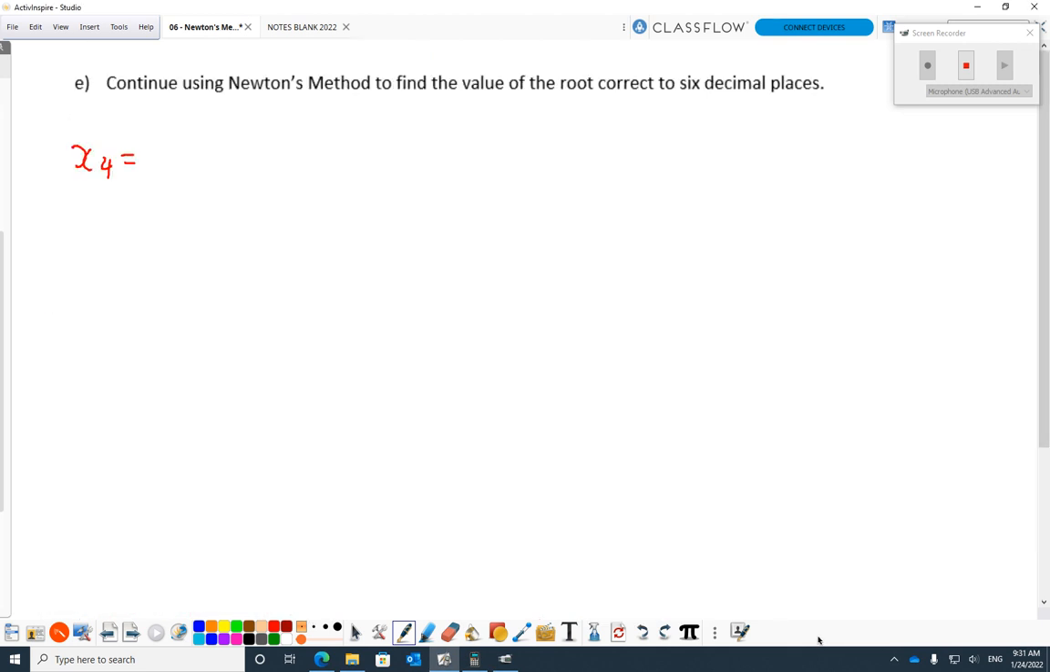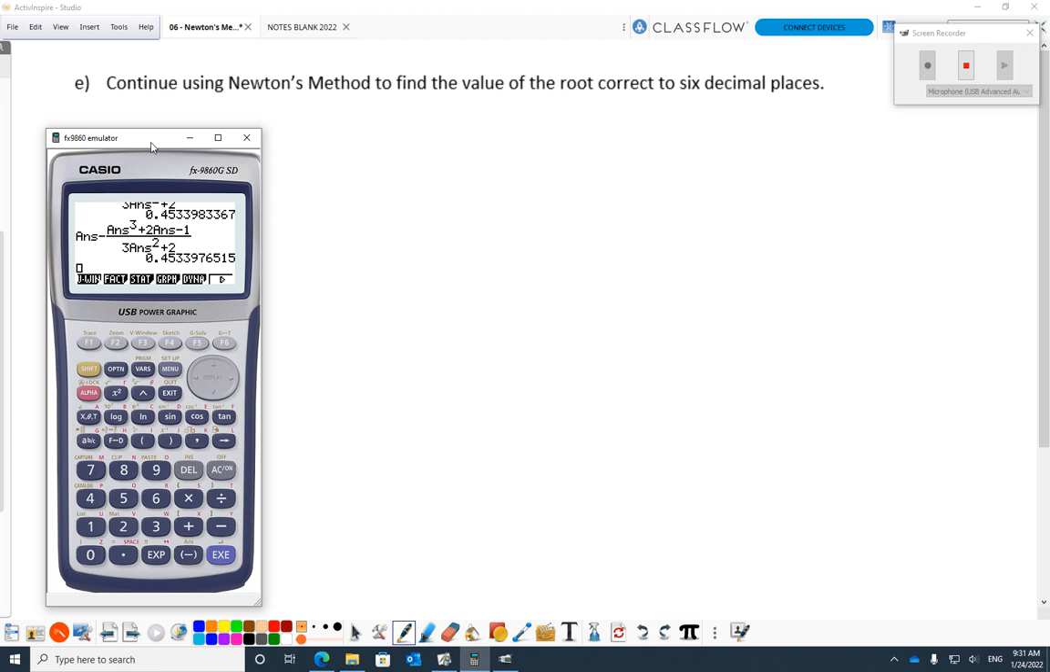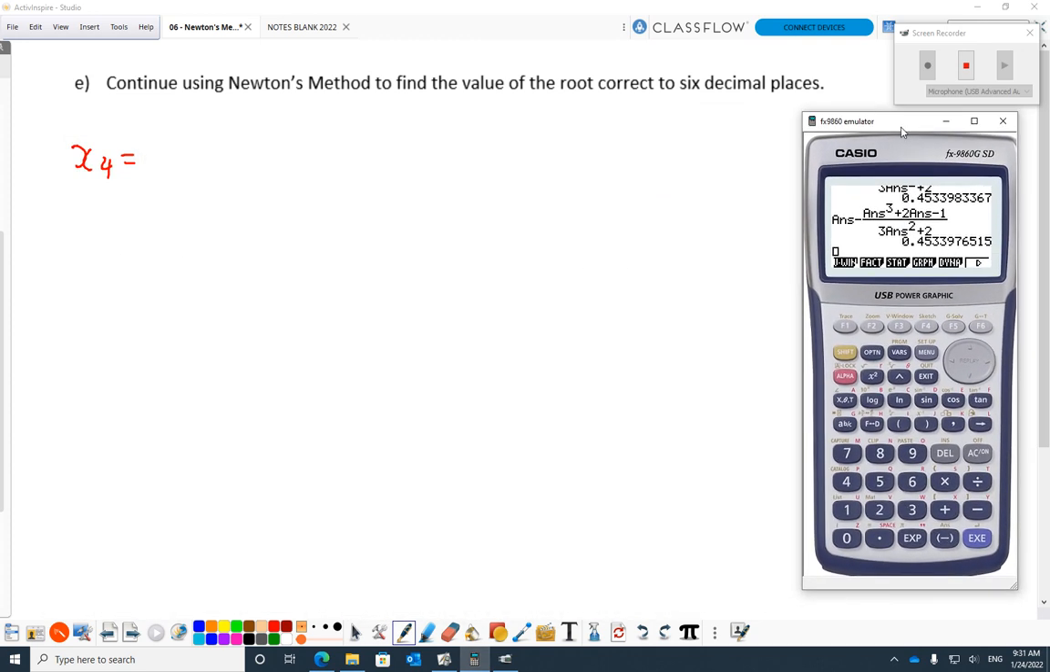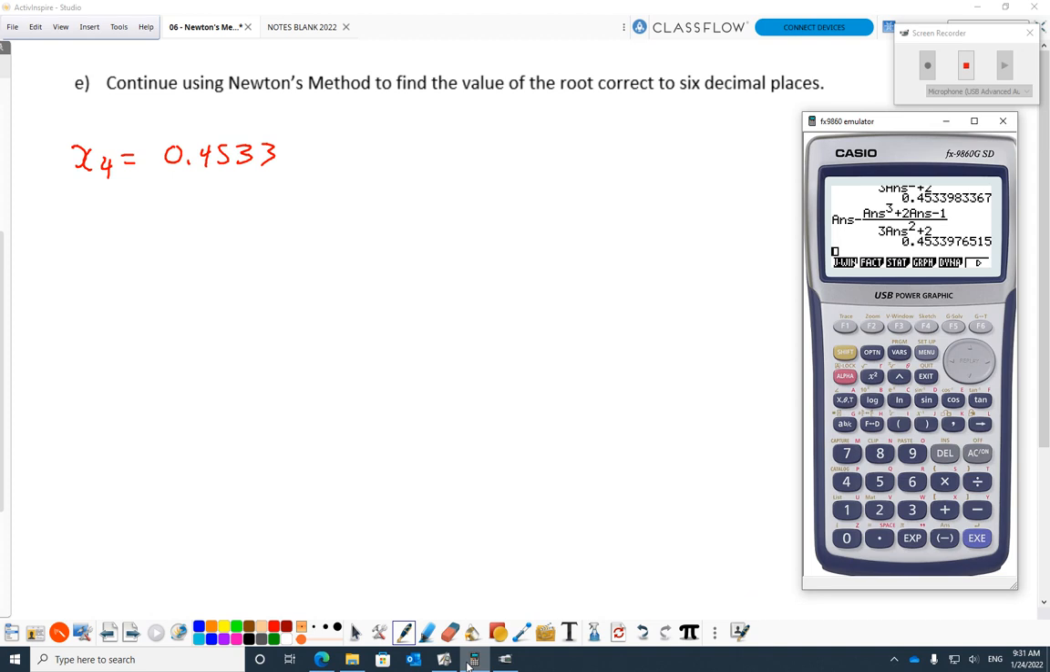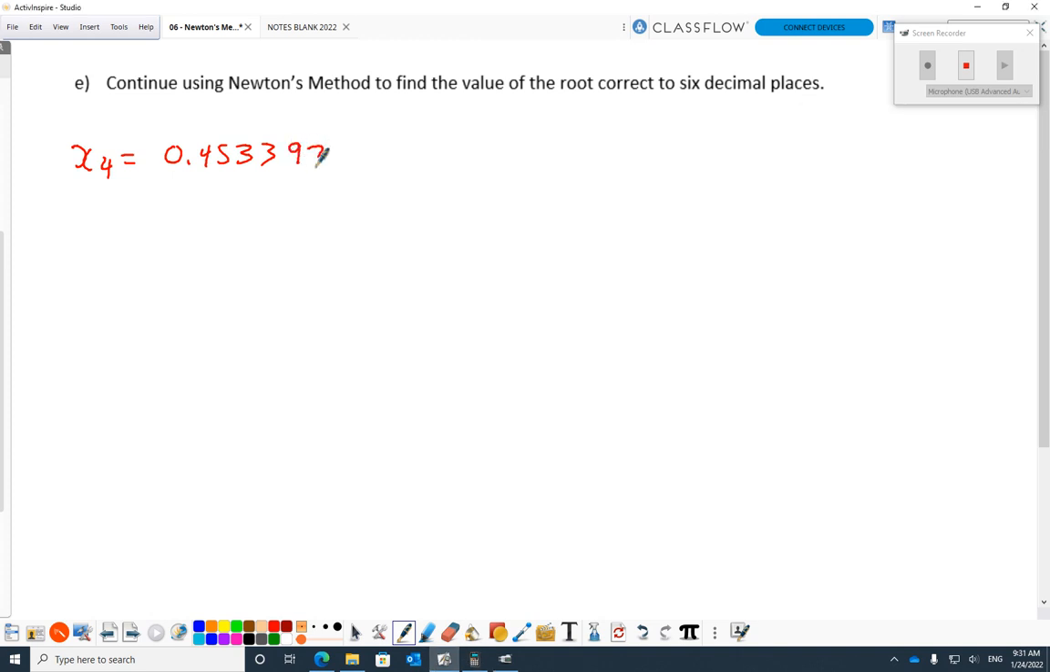So once you get to a certain level here, I won't ask to see all that subbing anymore. I just need to see the next number. And the next number here is 0.4533976515. I'll just go right to the 5th approximation and start to convince you that we're getting closer.